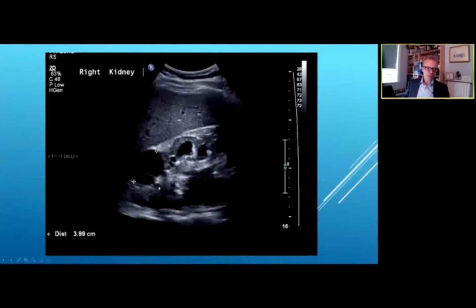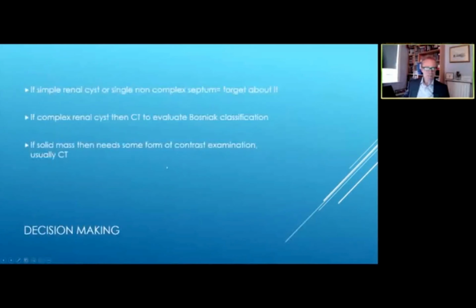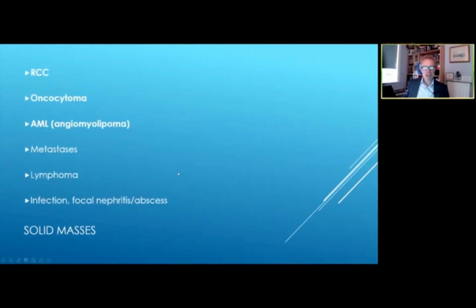On ultrasound, we've got a simple cyst with a thin single septum you can just forget about. So the decision you need to make is, is it a simple renal cyst with a single non-complex septum? If it does, you can forget about it. If it's a complex renal cyst, you need to do something further. You need to evaluate it with CT and give it a Bosniak classification. If it's a solid mass, Bosniak classification does not apply, but it will need some form of contrast examination. It's usually CT, but it could equally be ultrasound or MRI. That's your first basic decision to make.